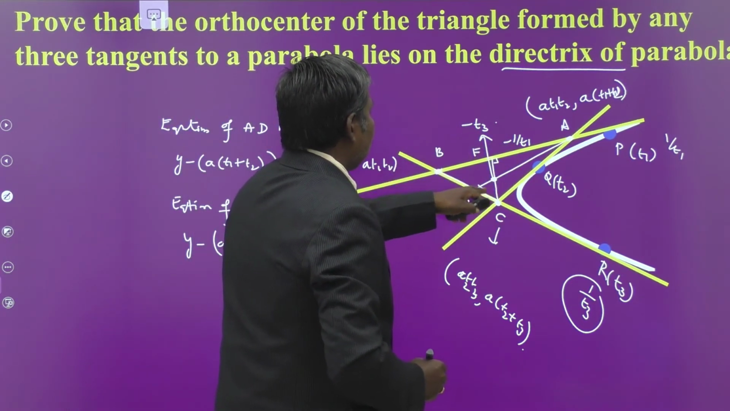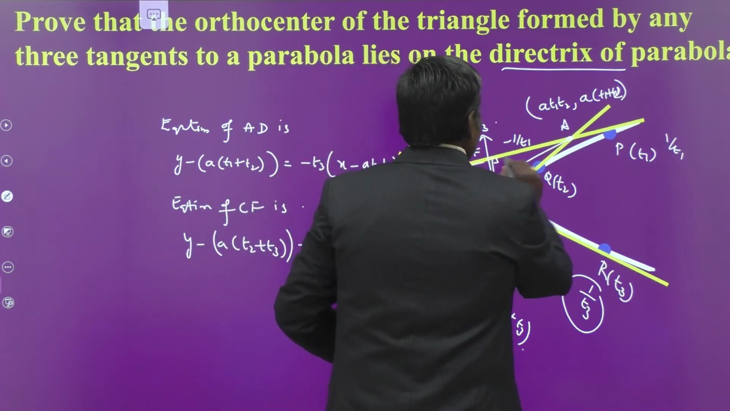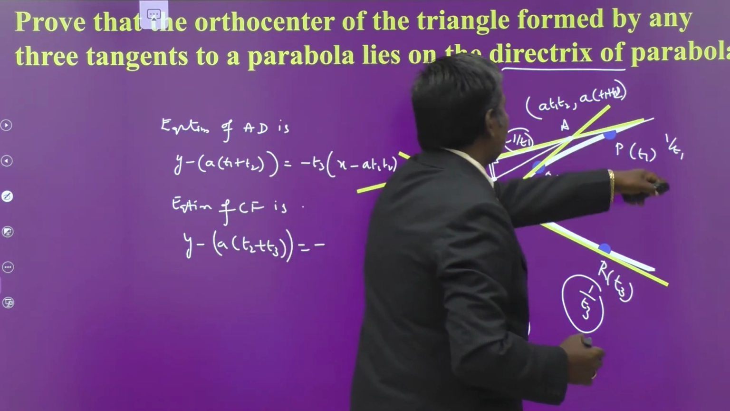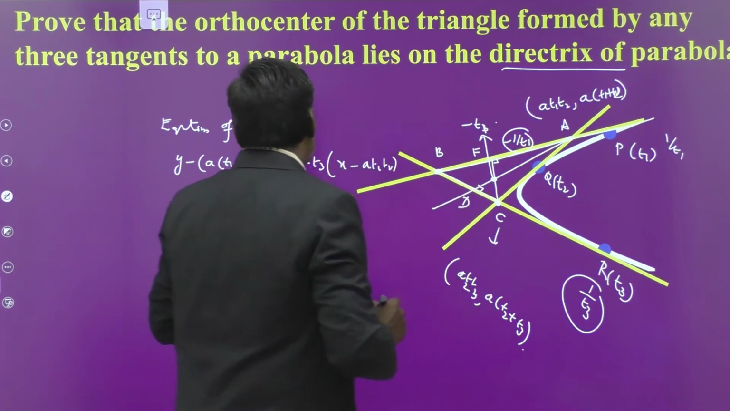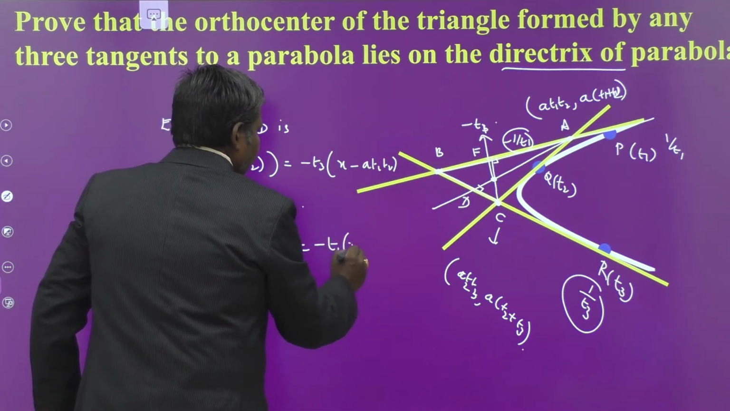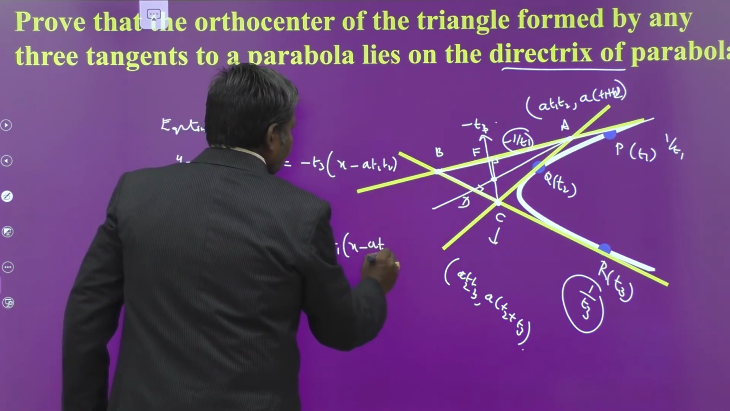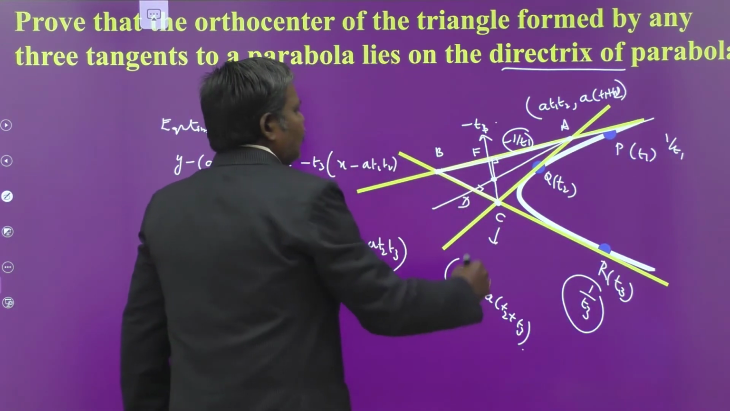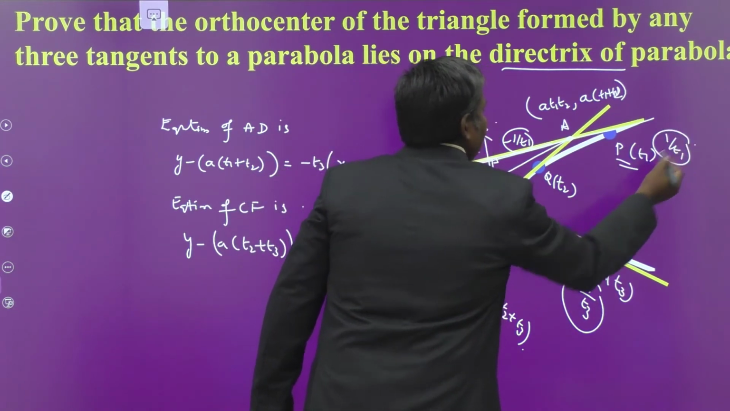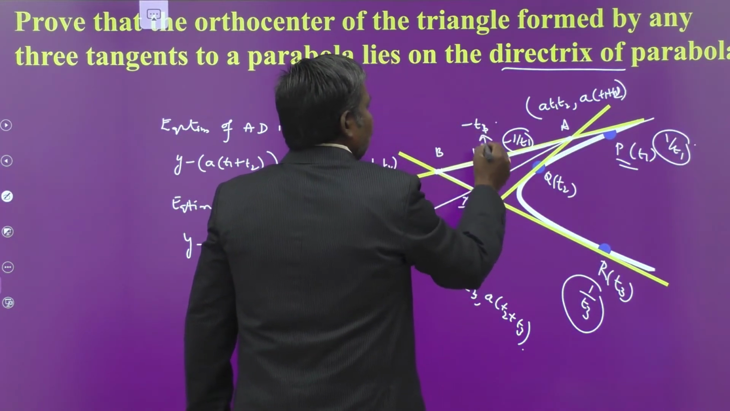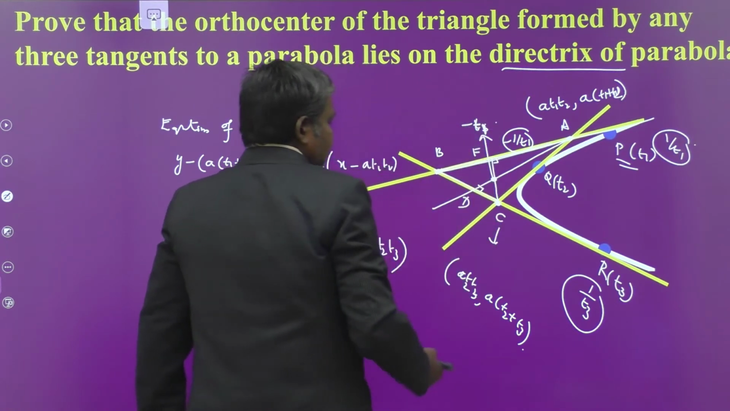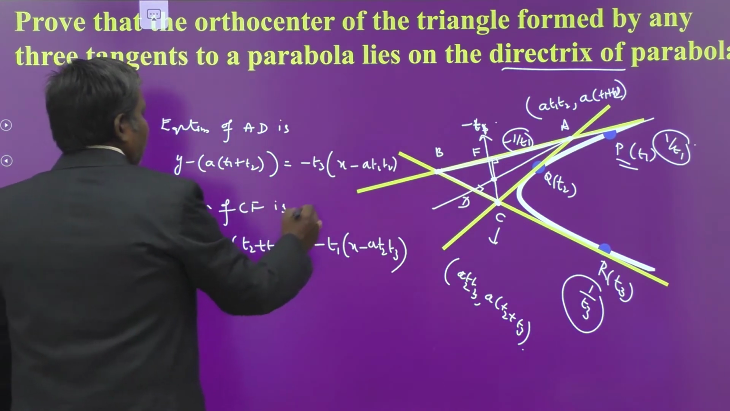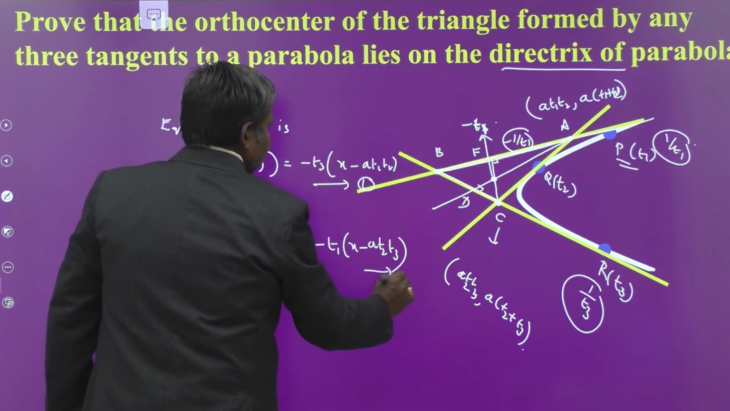So, what is the altitude slope? This is the line joining, this is the tangent at this point T1. So minus 1 by T1 is the slope, minus T1 is there. So minus T1 times (x minus A T2 T3). This side is nothing but the tangent to that parabola drawn at P of T1. Its slope is 1 by T1, so immediately the perpendicular slope is minus T1. Okay, now we obtain the two altitudes. This is equation number 1. This is equation number 2.